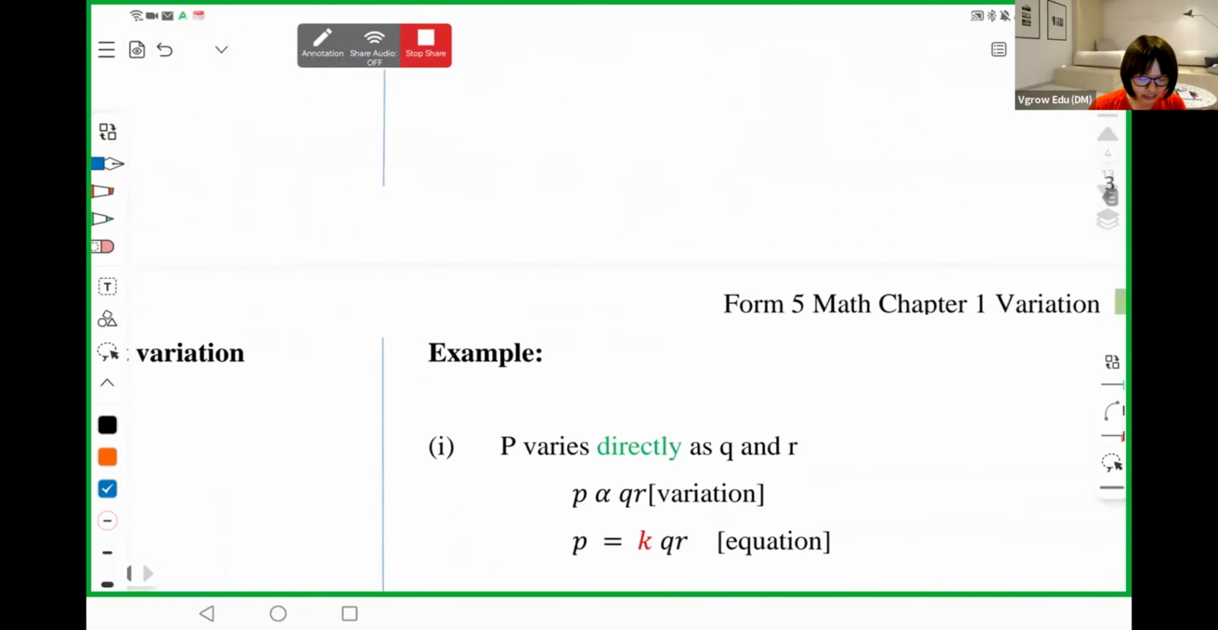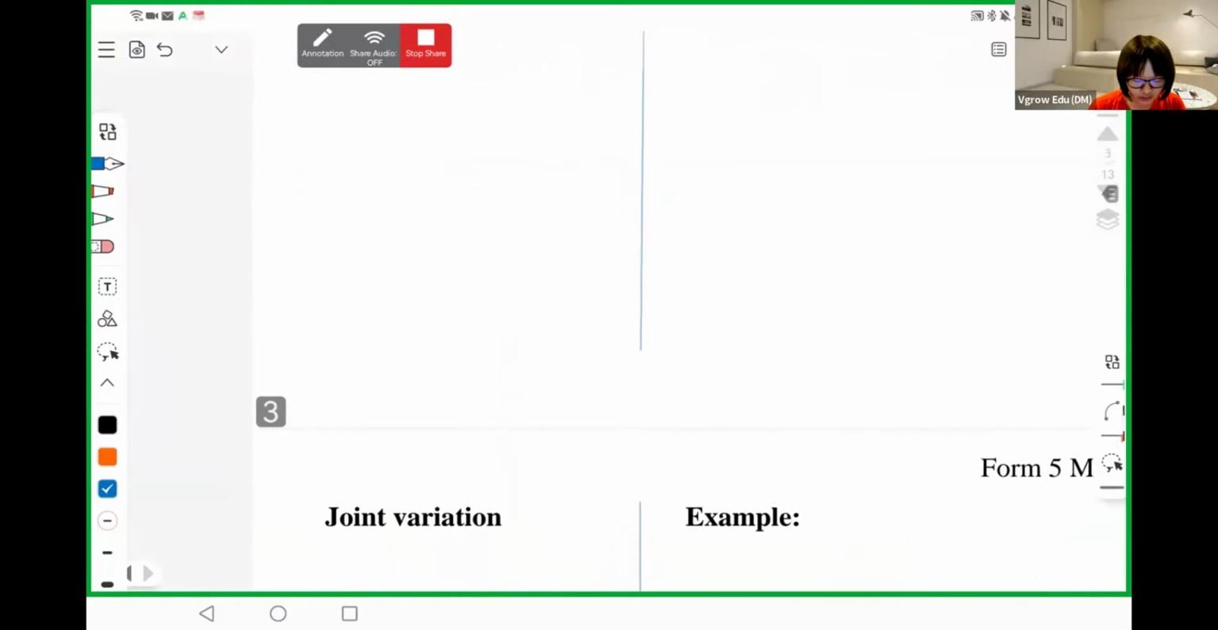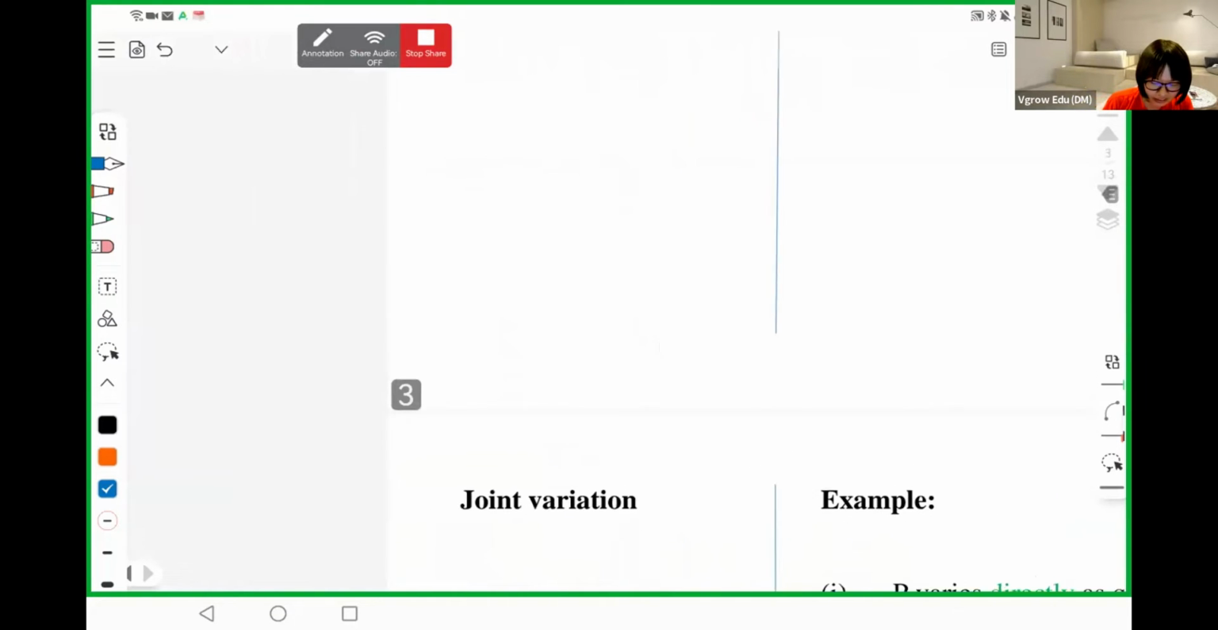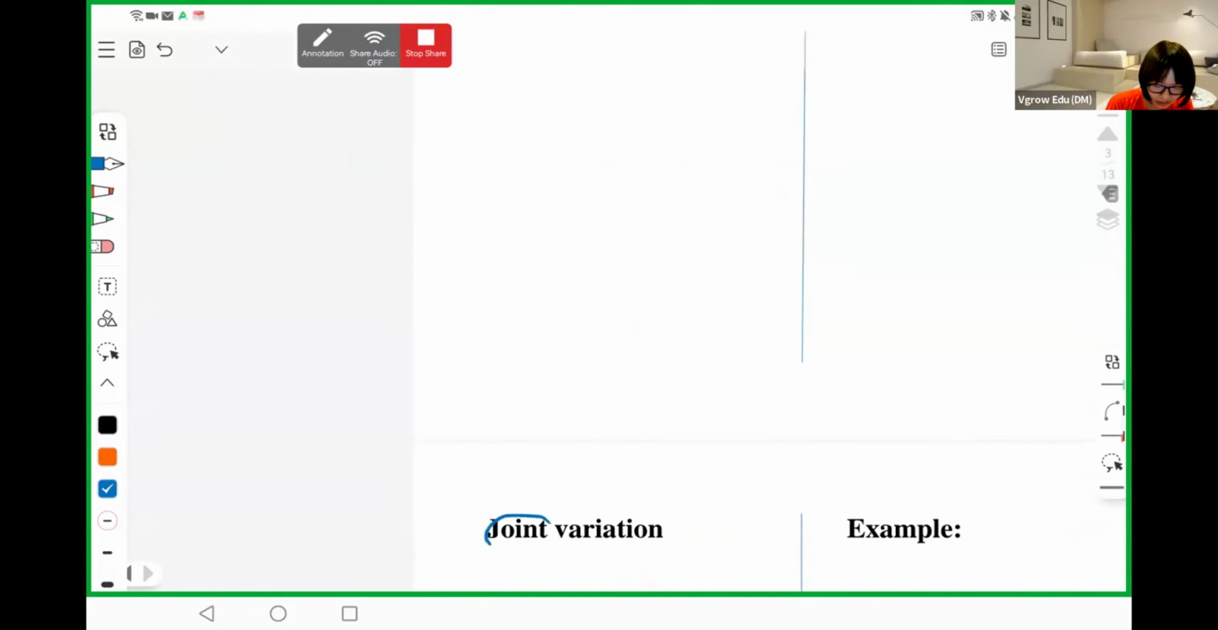Okay, so let's look at joint variation. Now, joint variation, don't look at the answer first, the example first. Joint means combine. You have more than one relation. It can be direct, direct, or direct inverse, or inverse inverse. Anything. As long as it's combined, it will become a joint variation. Okay, let's try.